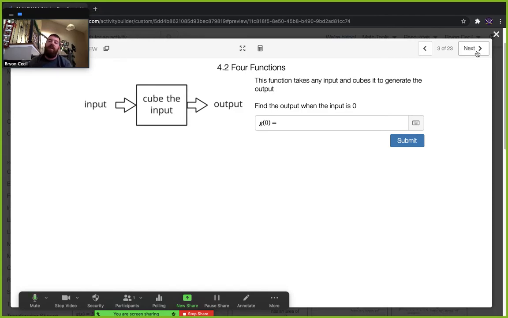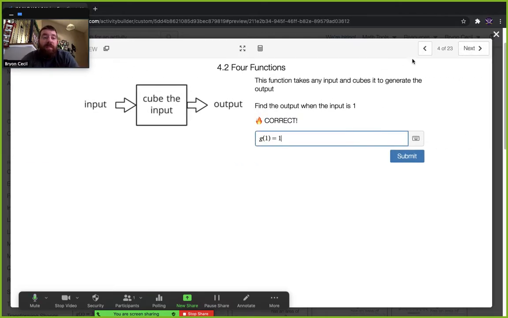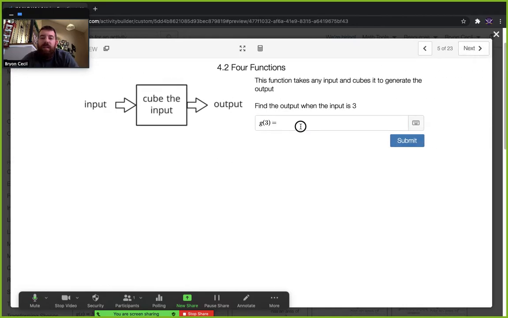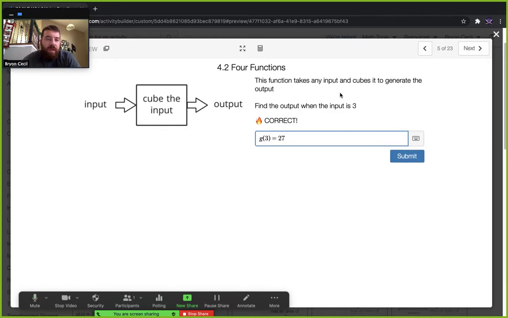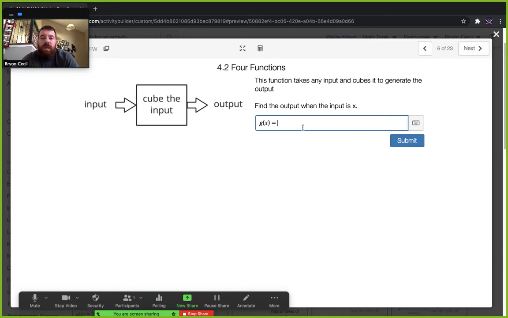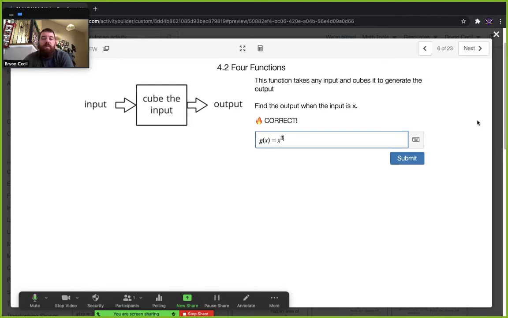This says it takes any input and cubes it to generate the output. So g of 0: what's 0 cubed? 0. That's pretty easy. What's 1 cubed? 1 times 1 is 1, times 1 is 1. What's 3 cubed? 3 times 3 is 9, times 3 is 27. Now what if it's just x? x times x is not 2x, it is x squared. Then taking another x, x squared times x is x cubed.